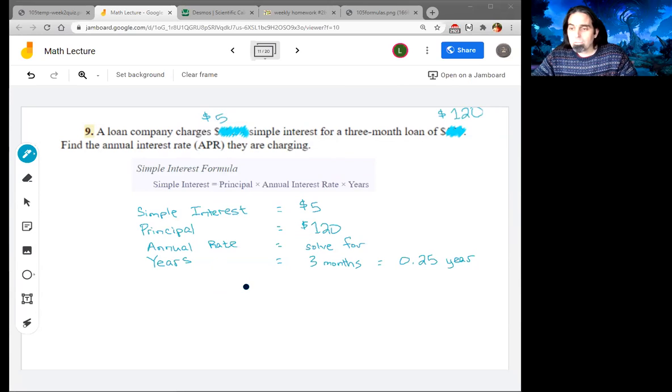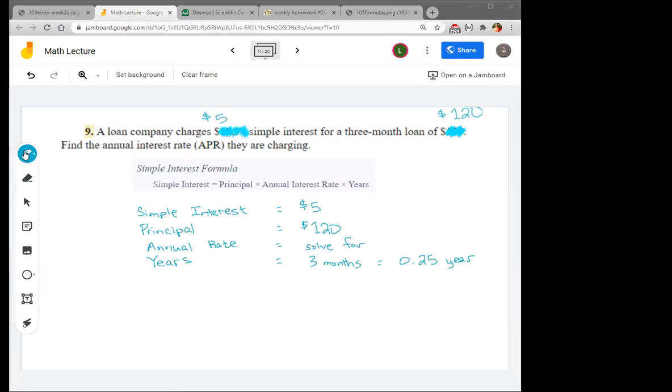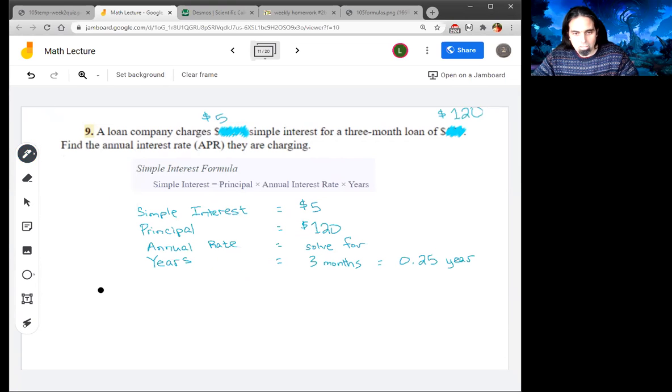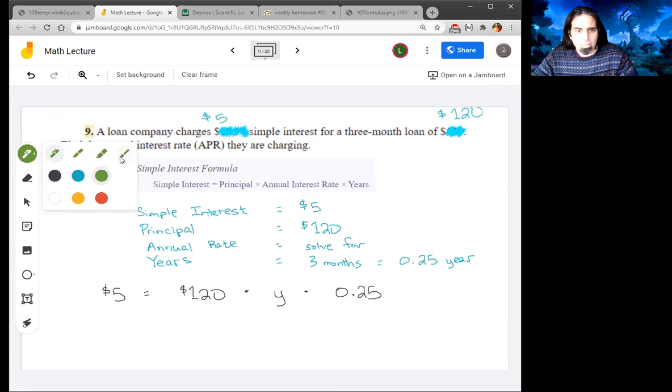Everyone okay with my blue stuff? Yep. That's where the hard part always is. Okay, so I plug it in: 5 equals 120 times some rate I don't know times 0.25. I'm going to switch these, because when I multiply things, it never matters what order I multiply them in.